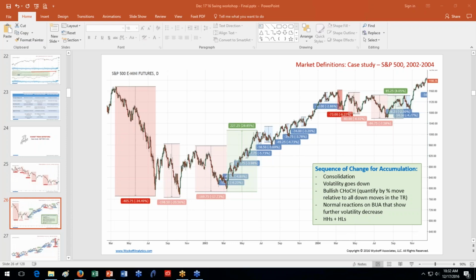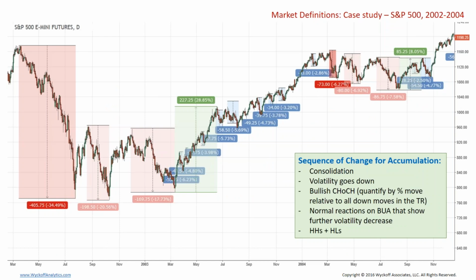Welcome back to our swing trading workshop, and we were talking about the definition of the market, and we were talking about changes of character and how to quantify them. How could we see from the numbers where the confirmation of the reversal of the trend occurs? And one of the measures that we've talked about for this type of confirmation is the measure of volatility.